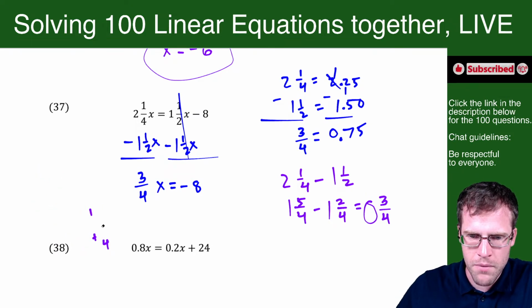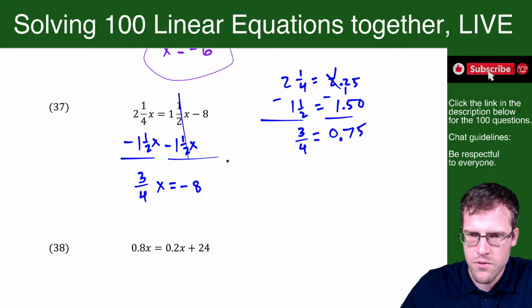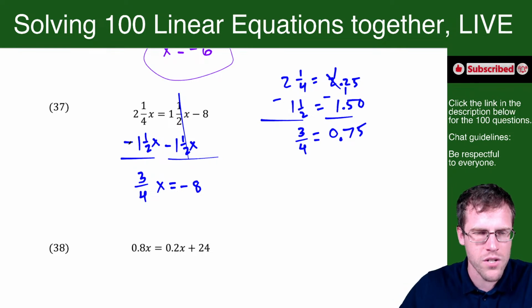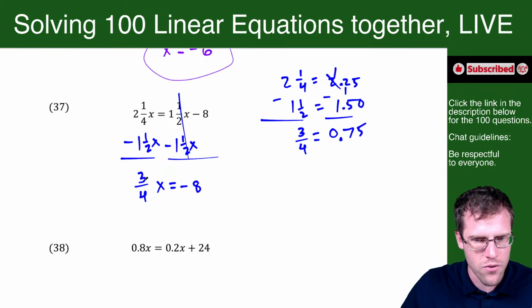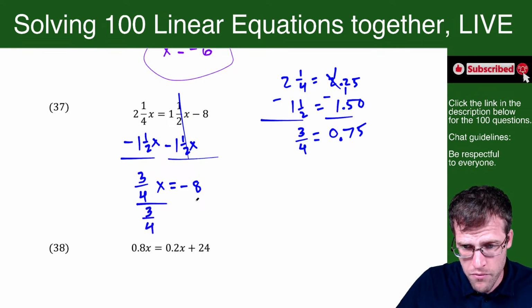But that's the idea. You see, this is kind of complicated. That's why I just turn it into a decimal. Once again, you don't have to do a math question any specific one way. As long as you get to the right answer, that's what counts. So divide both sides now by 3/4.